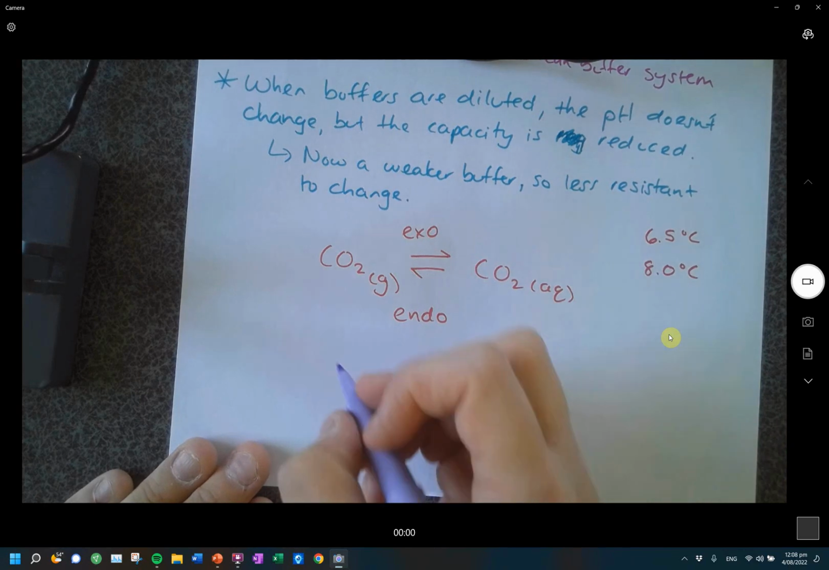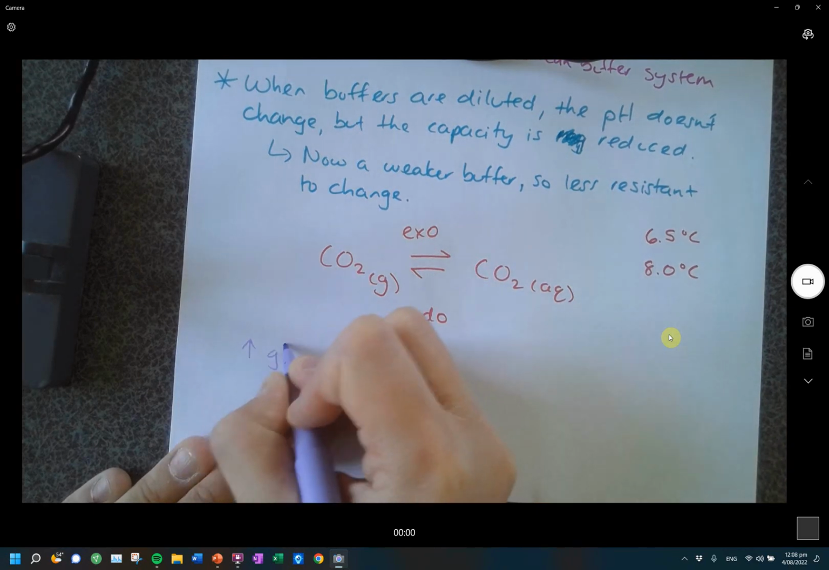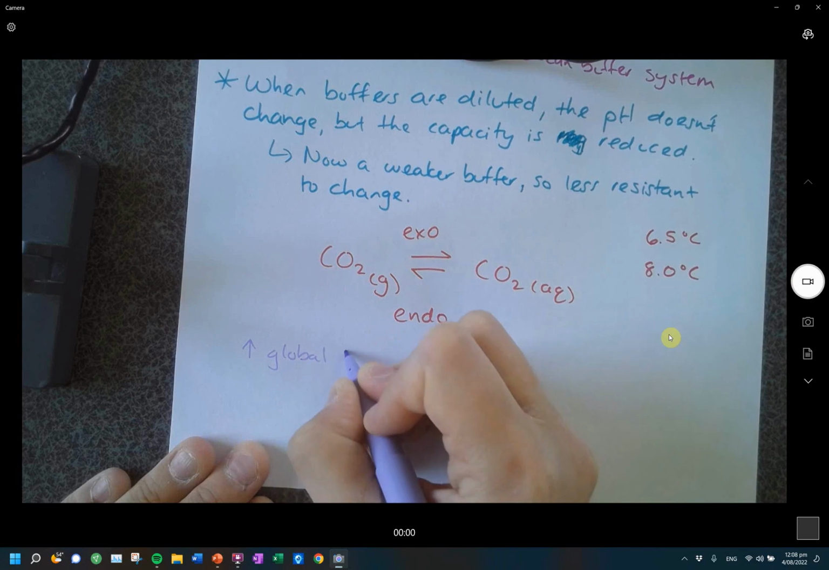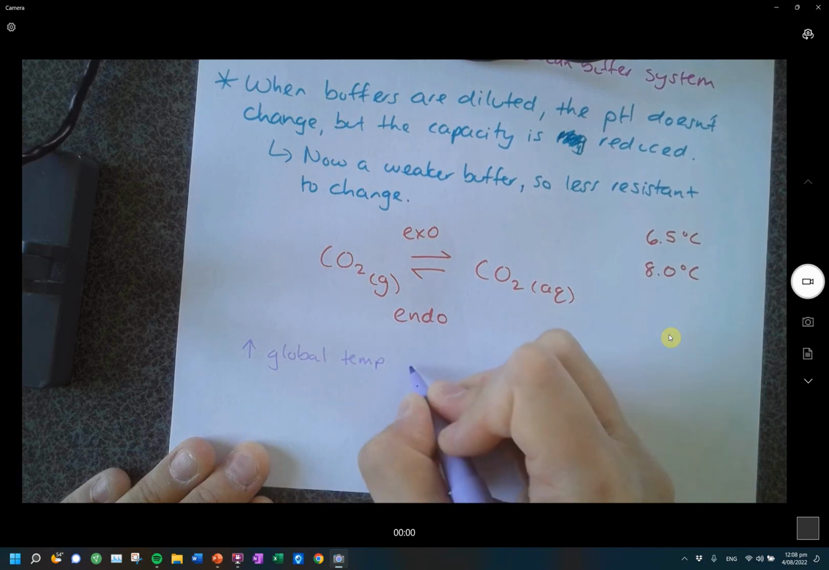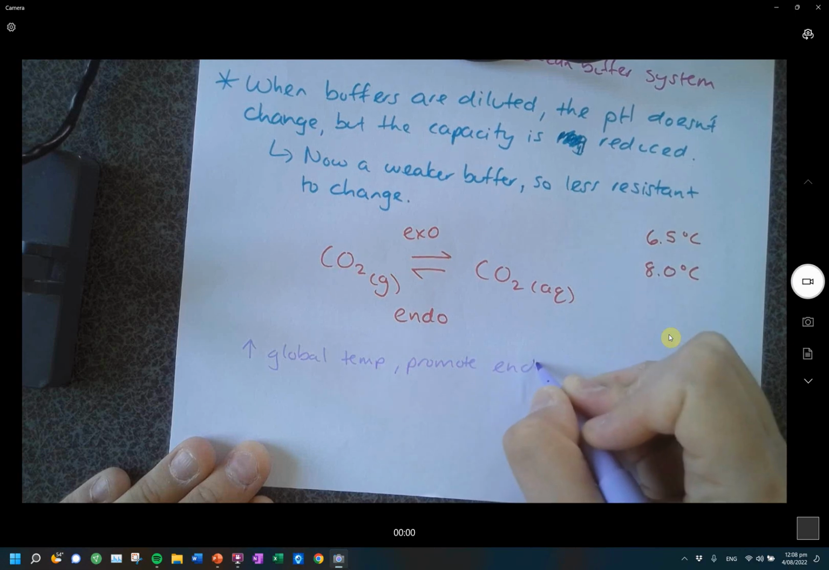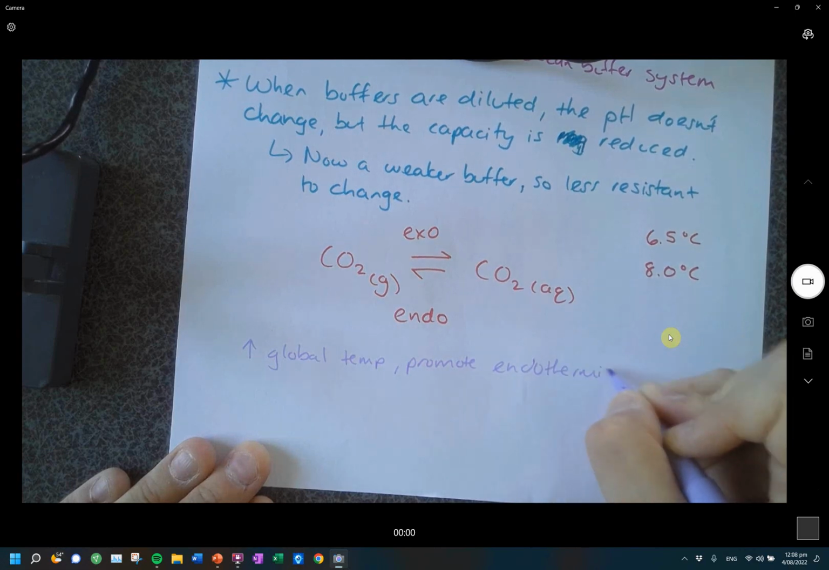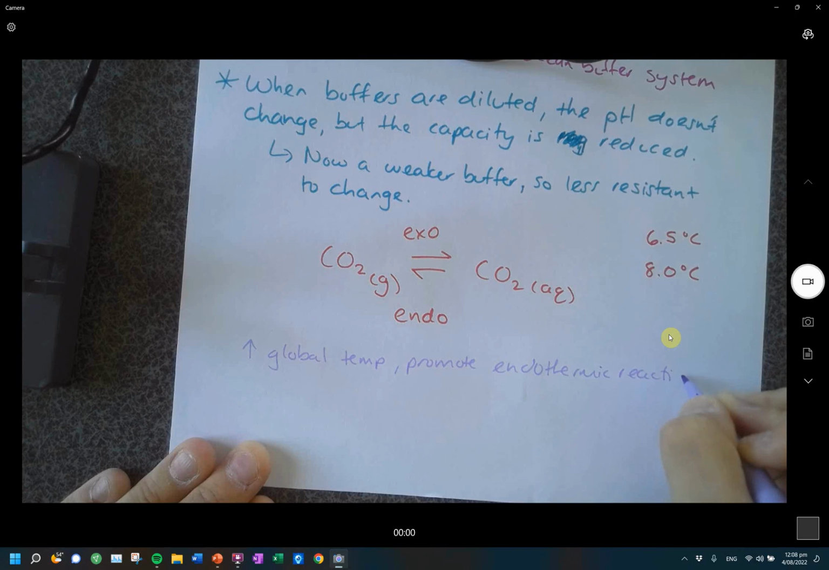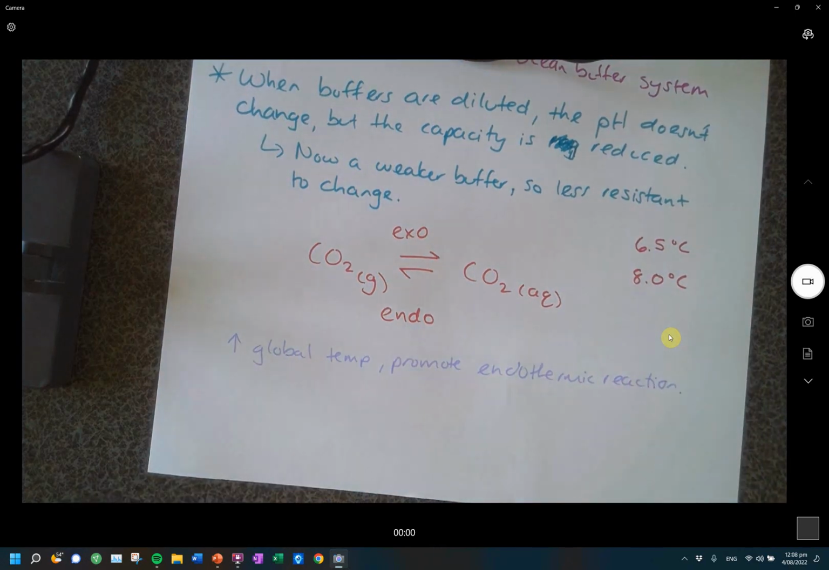It's sort of good news. So with increased global temperature, we promote the endothermic reaction because we're trying to use up that heat. So the good news is that there's less carbon dioxide being dissolved into the water and more carbon dioxide being released. I don't know if that's necessarily a good thing. Back into the atmosphere, which then continues to make it hotter.